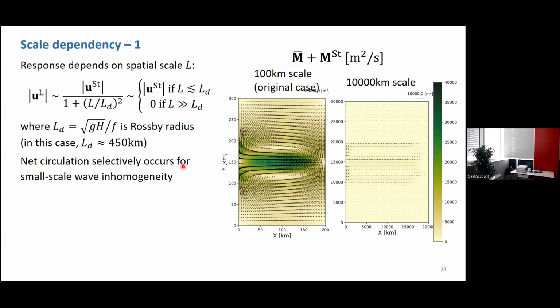Okay. Right. Thank you. And in the case where the faulting has a spatial scale much larger than the deformation radius, it approaches zero. In fact, I extended the whole situation in the horizontal direction by 100 times, which results in a very large scale forcing and response. We get a very small response in here. So the net circulation selectively occurs for small scale wave inhomogeneity.